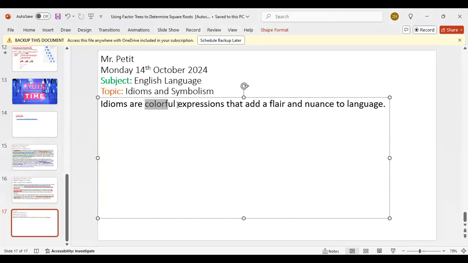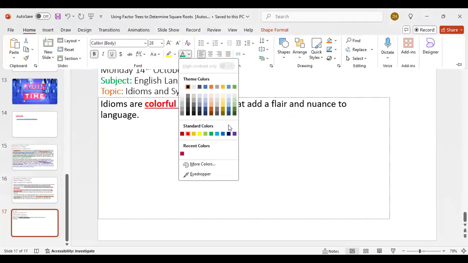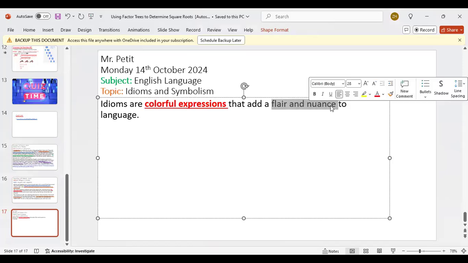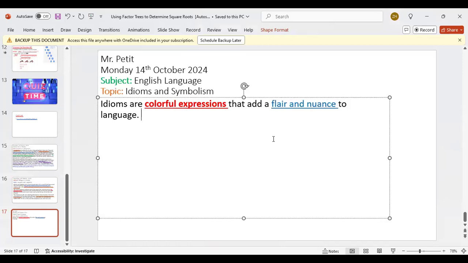All right, so let's highlight. It's a colorful expression, right? Please write this down. Don't just look at the screen. Write this down for me. Colorful expression that adds a flair and nuance to language. What does nuance mean?